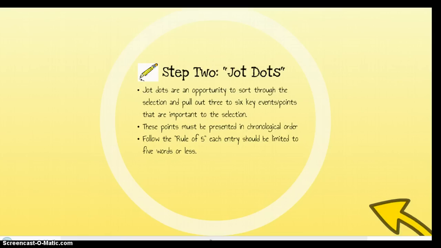Okay, step 2 in writing a summary are the jot dots. Now this is your opportunity to sort through the text that we're reading and pull out 3 to 6 key points that are really important to what we're reading. I really want you to stick to 3 to 6, and this is going to help you maintain a shorter summary, by the way. These points really need to be put together in order. This happened first, second, third, and so on.